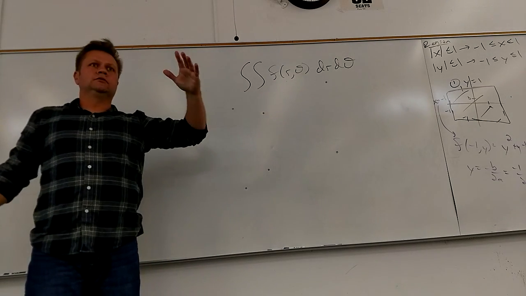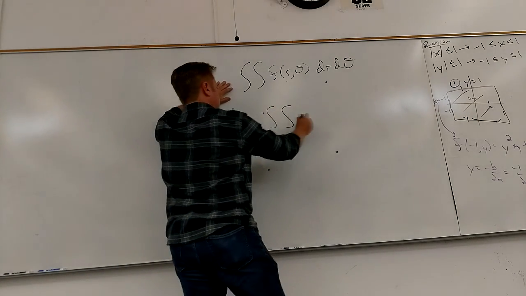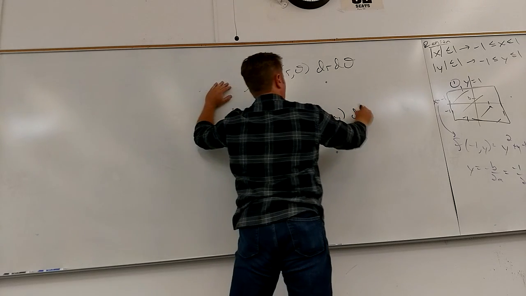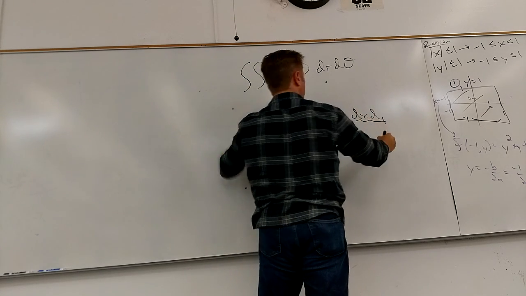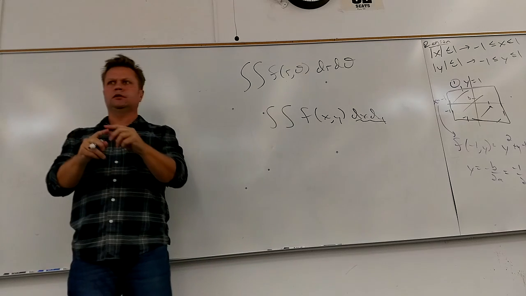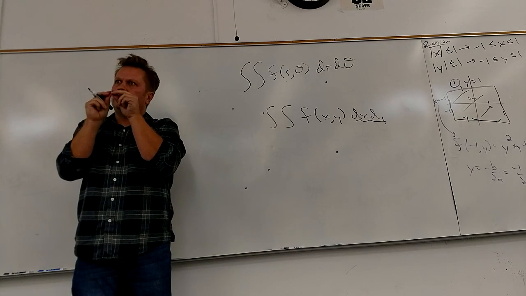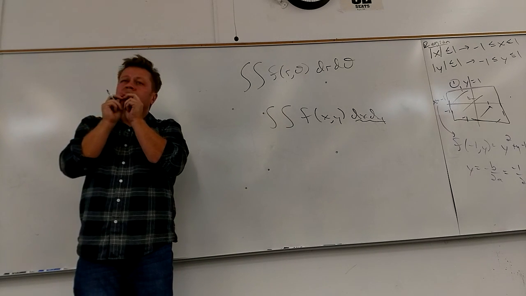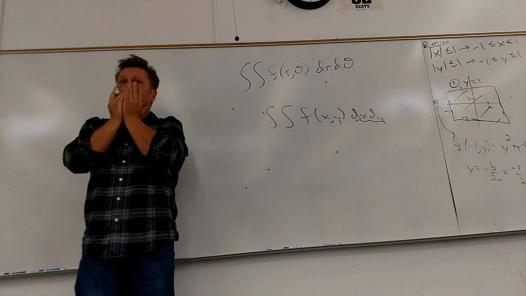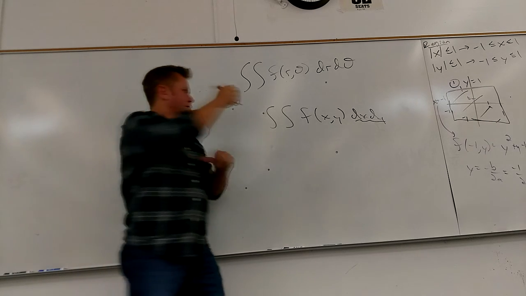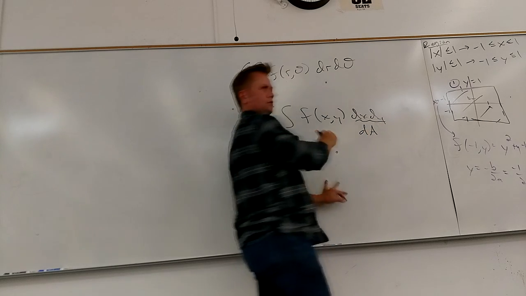You can't. Because what we had before made complete sense. Why does this make complete sense? What does this really represent? dx dy represents a little element of area. So this is really dA.